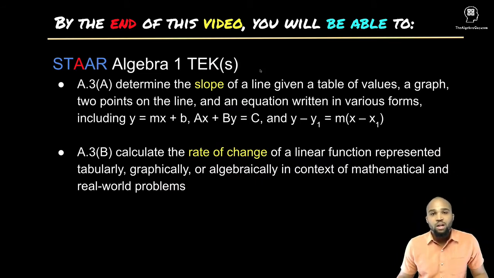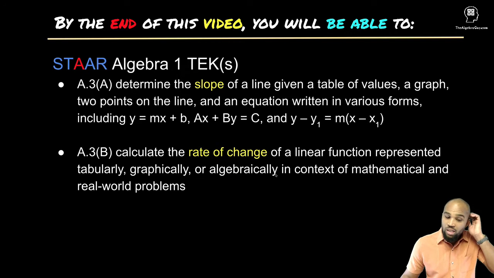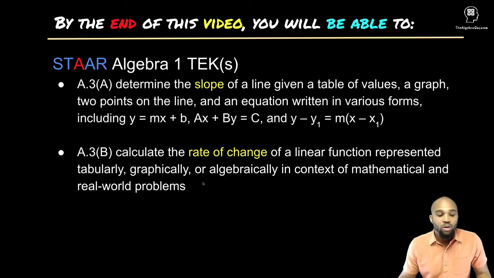When talking about our Algebra 1 STAR test, here are the two TEKS, 3A and 3B: determining the slope of a line when you're given a table, graph, or 2 points, and an equation, whether they're written in the slope-intercept, standard, or point slope form. So we're going to look at how to find the slope in any of those forms, and also in 3B, calculate the rate of change of linear functions represented by tables, graphs, algebraic context of mathematical and real-world problems.